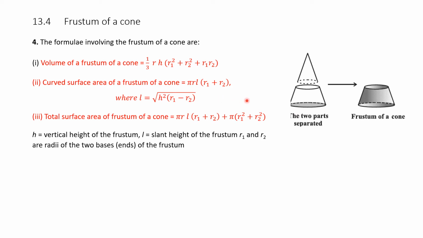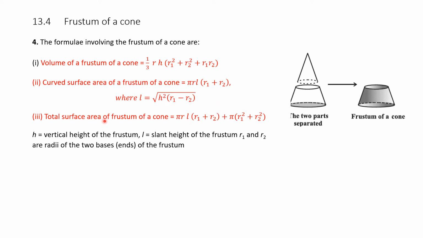Therefore, coming back to the curved surface area of a frustum of a cone, it is given by pi into R, where R is the radius of the cone, into R1 plus R2, where L is the slant height of the frustum. L is equal to the square root of h square plus R1 minus R2 squared, where h is the height of the frustum.